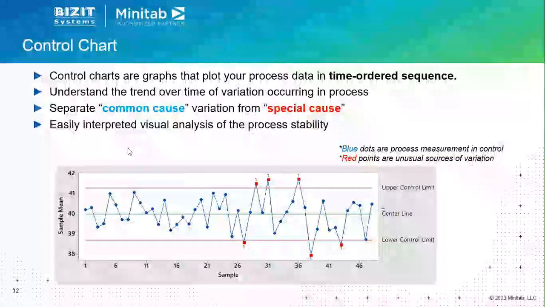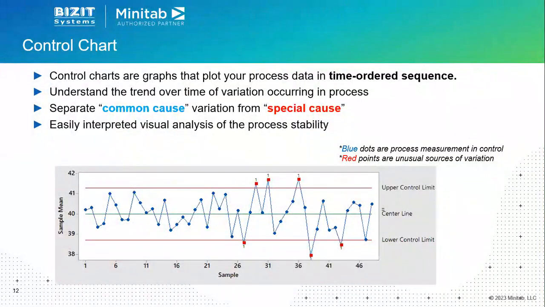So the control chart is easy to interpret and visualize for your analysis of process stability. But Minitab will help you more, making it easy to identify common cause and special cause by color coding. The blue dots show that the process only consists of common cause variation. If Minitab shows a red point here, it shows special cause variation.